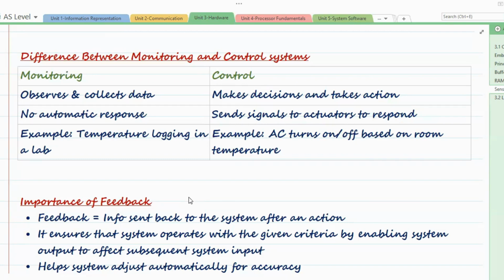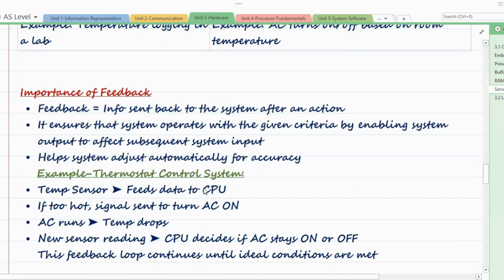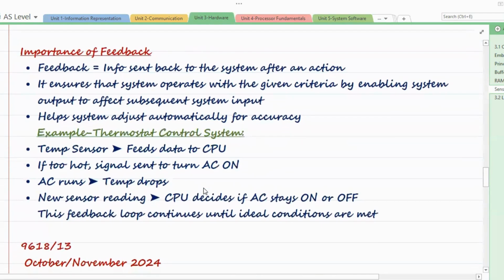Now, in these systems, feedback is very, very important. That is the most important concept in control systems. Feedback is basically the information which is sent back to the system after an action has been performed. And why is it important? Because it allows the system to know whether its action worked or not. And what to do next is based on that feedback.